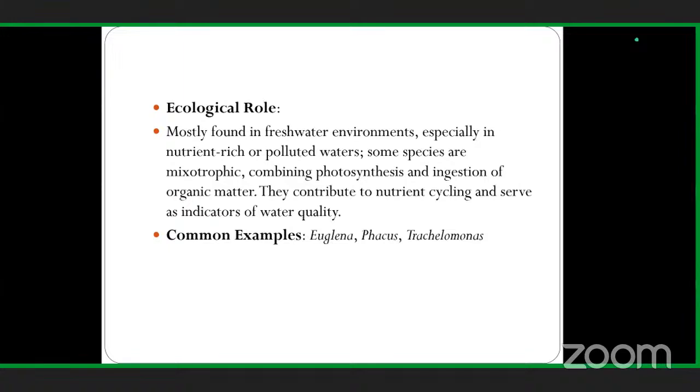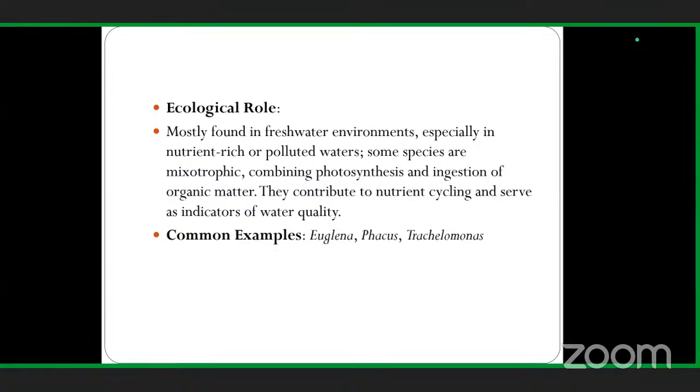Ecological roles: mostly found in freshwater environments, especially in nutrient-rich or polluted waters. Some species are mixotrophic, combining photosynthesis and ingestion of organic matter. So they can produce their own food by photosynthesis, or they can ingest organic matter when dependent on organic matter. They contribute to nutrient cycling and serve as indicators of water quality. So if there is a rise or a decrease of pollution in water, they can indicate it with the help of this class.